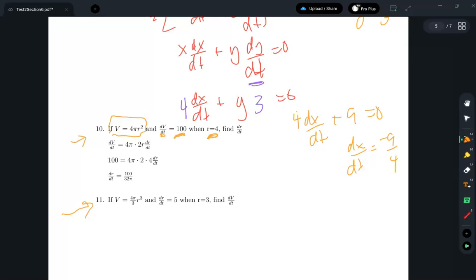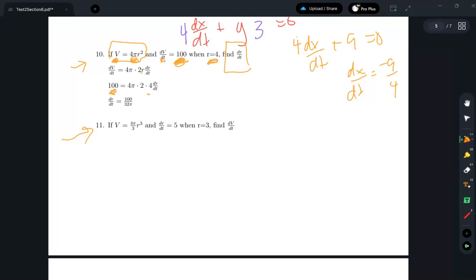Okay, so you start again by taking the derivative with respect to t on both sides. So dv over dt, carry the 4 pi, 2r dr over dt. Plug in the 100 on this side, plug in the r is 4 here, and then you know you're trying to find dr over dt, so then you just divide.